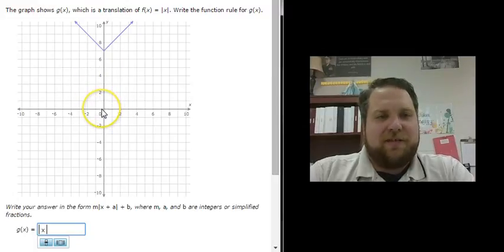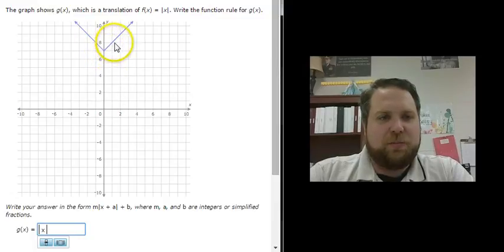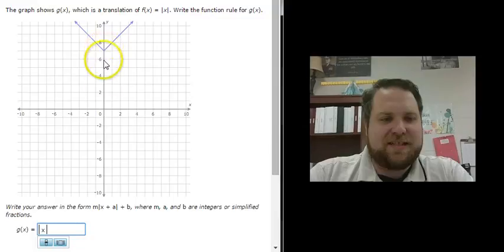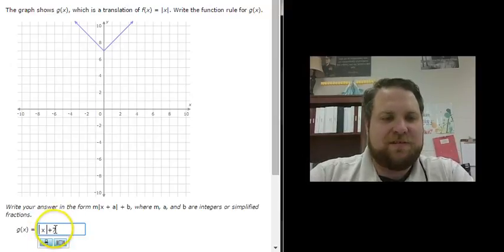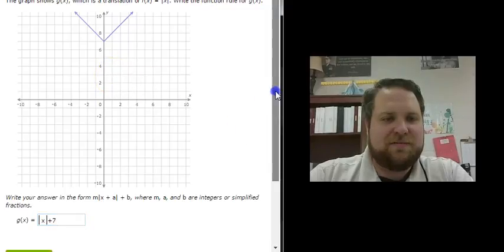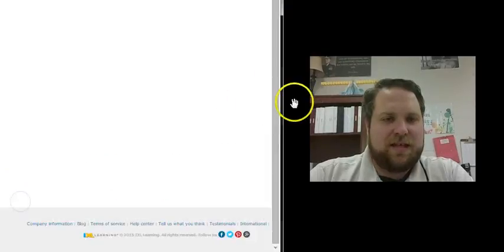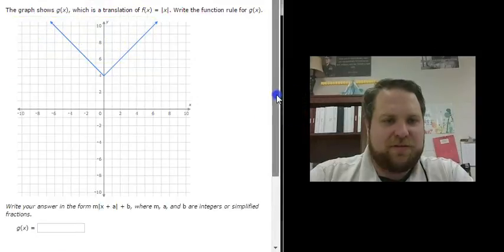Now we need to look at how that graph has been transformed. This has a slope of 1, goes over 1 and up 1, so I haven't changed the slope at all. But what I have done is I've moved the vertex up 7 places. And in order to move the vertex up, I add some number at the end. And so in this case, on the outside of my absolute value bars, I add 7, and that moves the vertex up 7 places. And so now I have my equation, and I can hit submit and hopefully find out that I am correct.